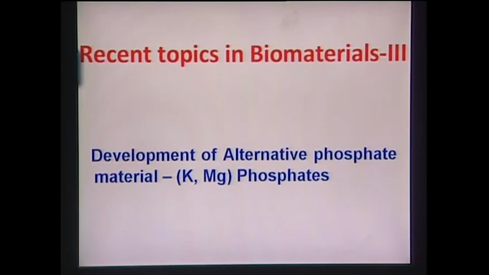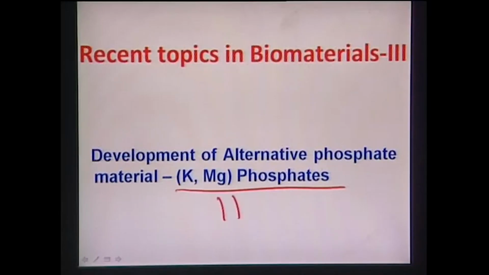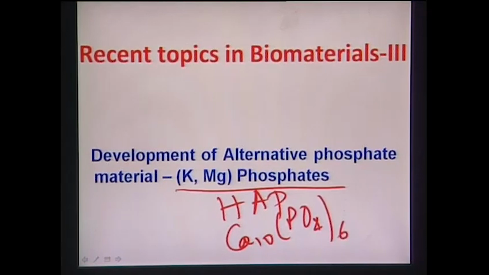Now, in this lecture I will focus on the discussion of one of the new alternative phosphate materials, that is potassium magnesium phosphate. This material has been developed as an alternative to hydroxyapatite materials. Remember, hydroxyapatite has the typical formula Ca10(PO4)6(OH)2. This hydroxyapatite is one of the important phosphate materials which has been widely recognized for biomedical applications.